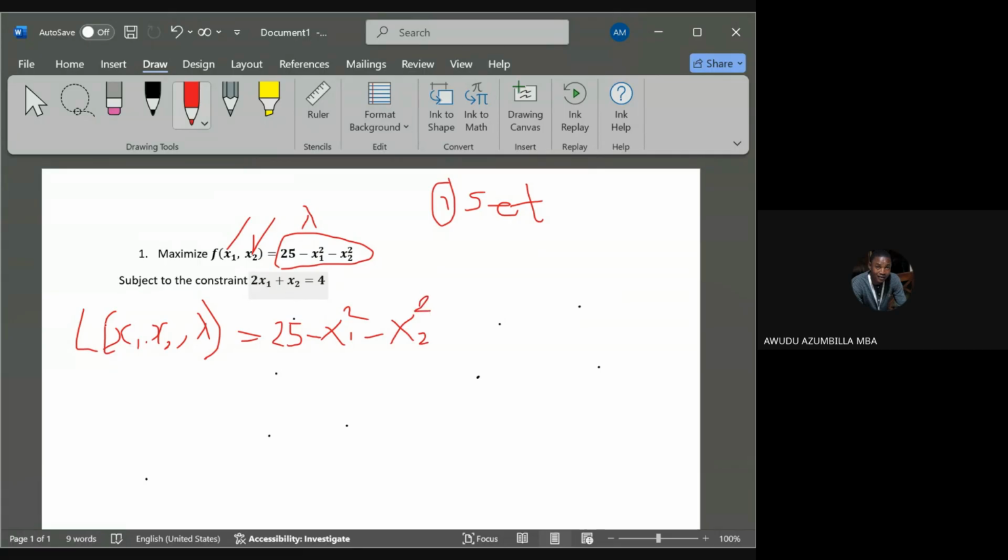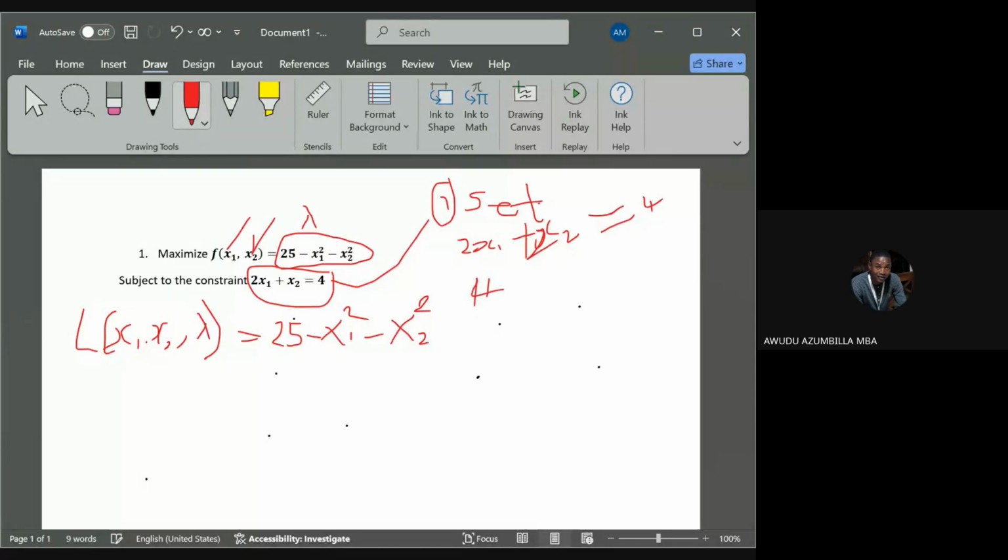Then we now add our Lagrange. So this is the constraint. We are going to multiply the constraint by the Lagrange, or we are going to multiply the Lagrange by the constraint. But before we do that, we are going to change the function to an implicit function. So 2x1 plus x2 is equal to 4. I want to maintain the 4.